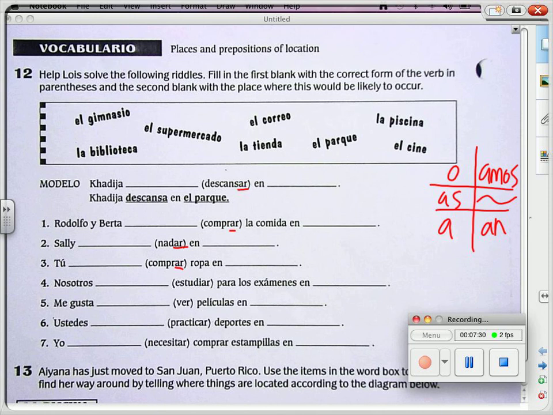So the first thing we want to do, let's look at number 1. Rodolfo y Berta. Here's my verb, comprar la comida en blank. All right, so first of all, you need to know what comprar means. Comprar means to buy. So what is it that they buy? Comida. Where would they buy comida? That's the first question I'm going to ask myself. The gimnasio? The biblioteca? The supermercado? Yes, they would buy comida in the supermercado.